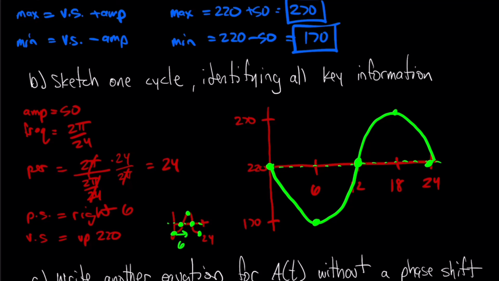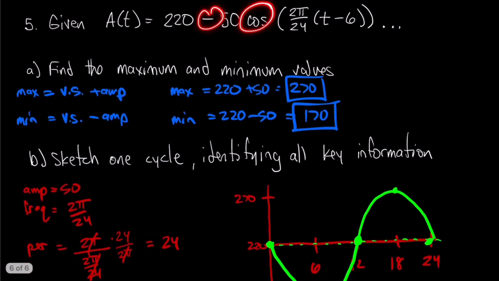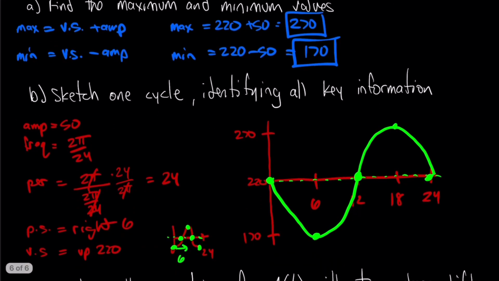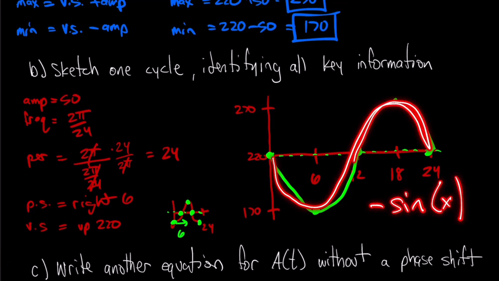So finally, actually we got 2 more parts here. C, write another equation for a of t without a phase shift. And this is a cool concept. When I look at this, I don't see negative cosine. We were given a negative cosine function. But because of the phase shift, it makes it look like something else. So when I look at this, I see negative sine. Like, oh, it's negative sine without a phase shift.